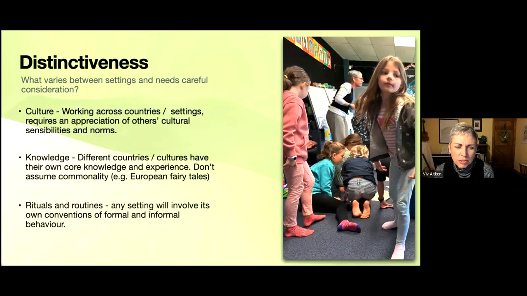I think rituals and routines are the symptom of those other things. That's the place where you see the cultural differences and the knowledge differences coming out. It's like the symptom of those deeper worldview differences.